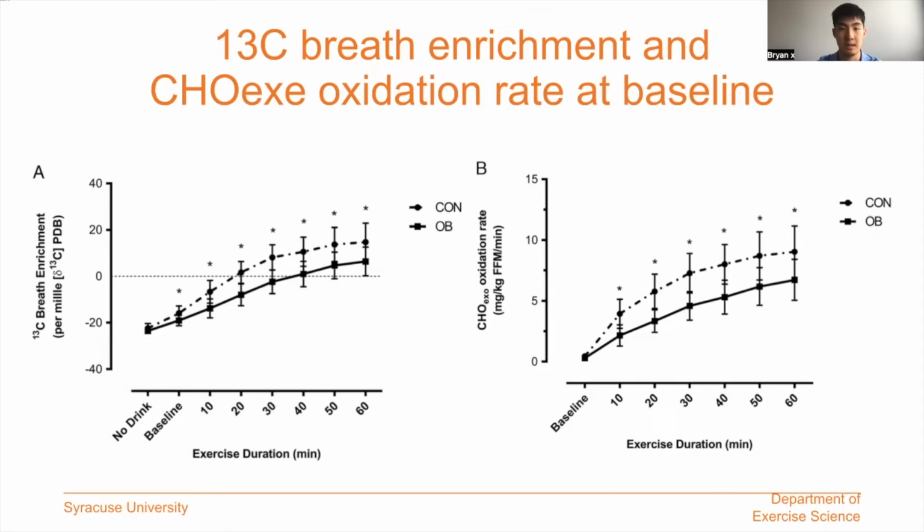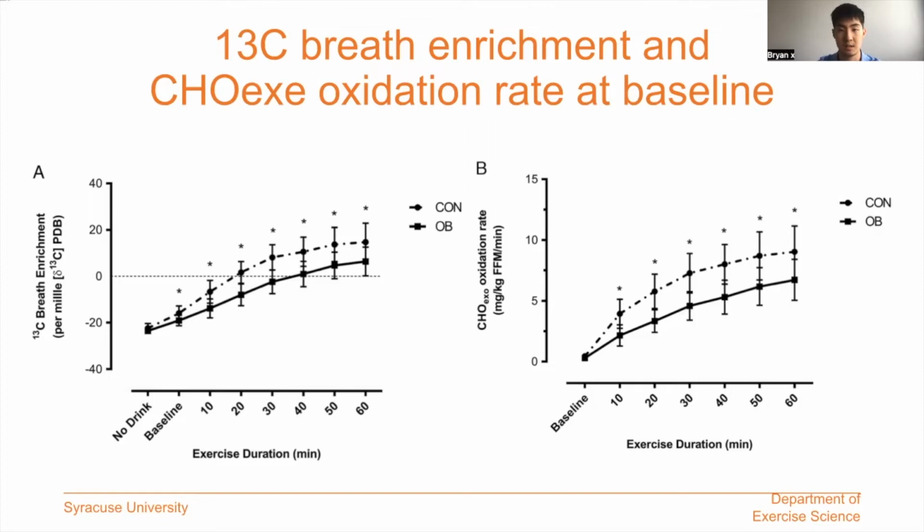For graph A, exercise duration in minutes is on the horizontal axis, and carbon-13 breath enrichment per mil is on the vertical axis. Both groups start at around -20 per mil PDB, or PDP, and as exercise duration progresses, the control group reaches 0 per mil PDP after 20 minutes, where the obese group only reaches 0 per mil PDP at 40 minutes.